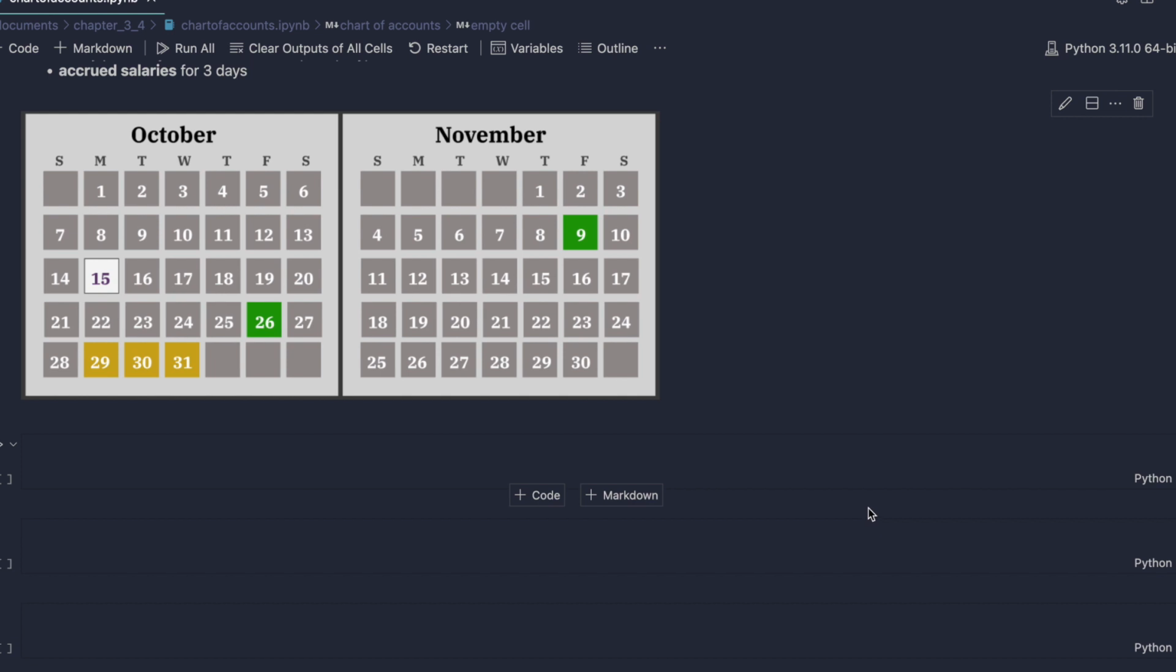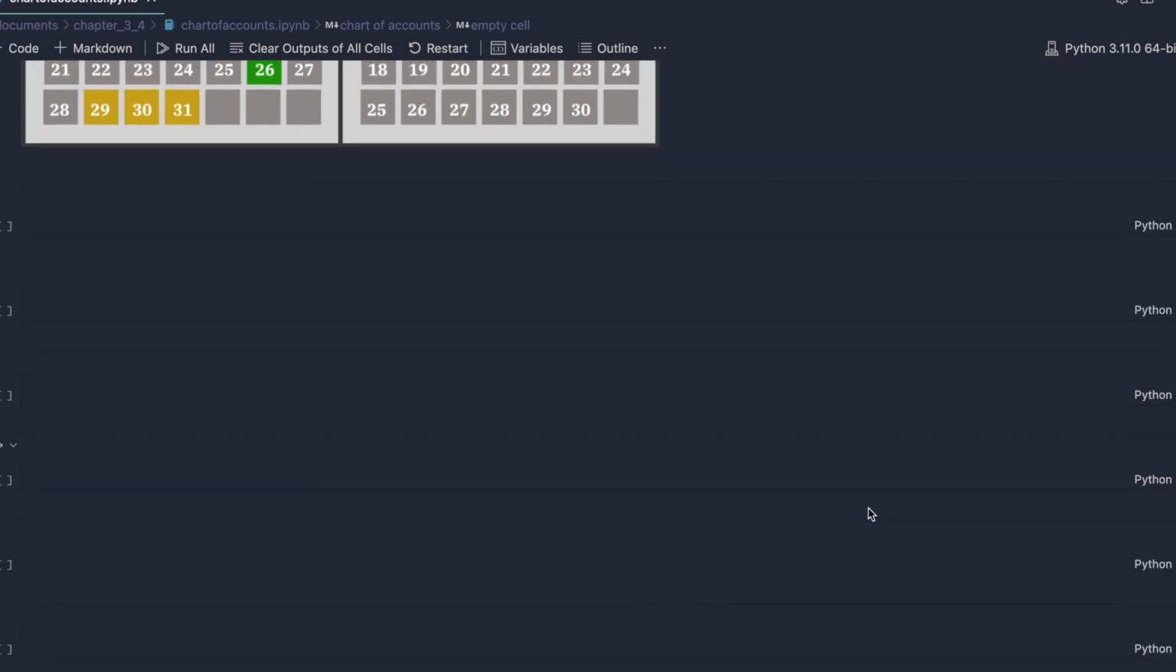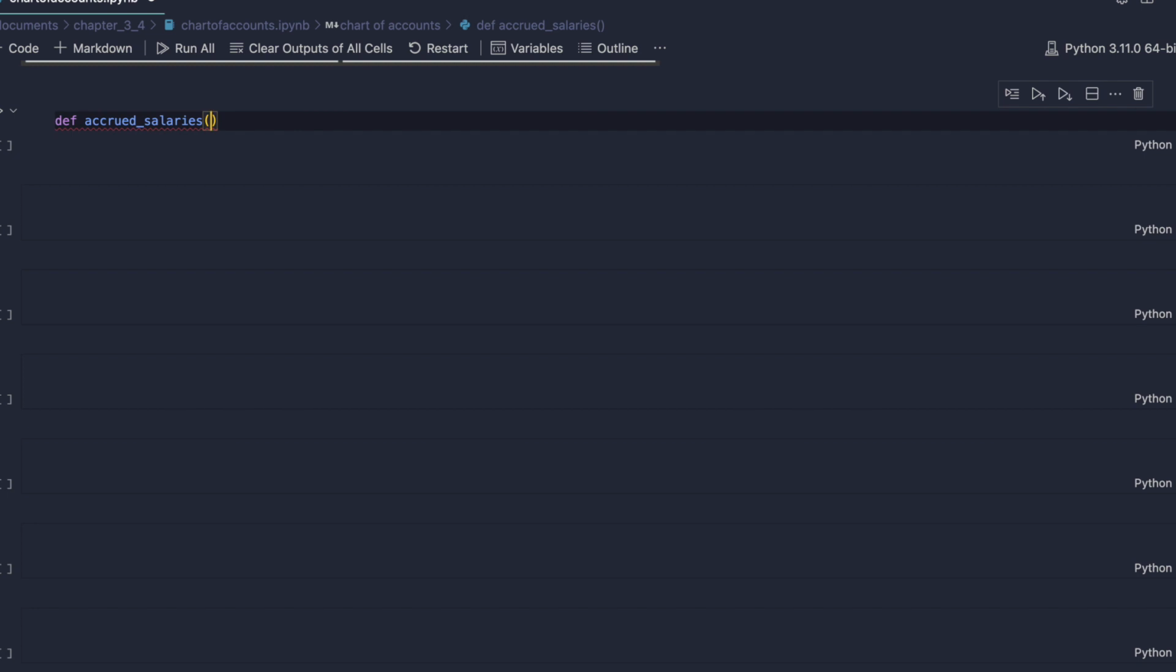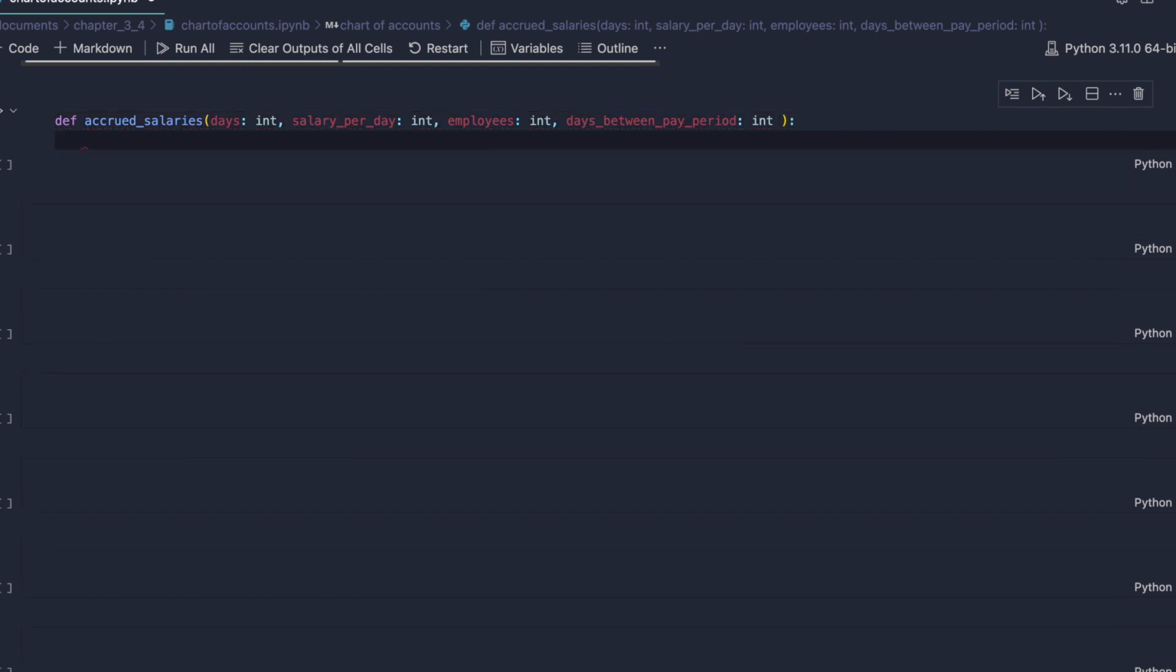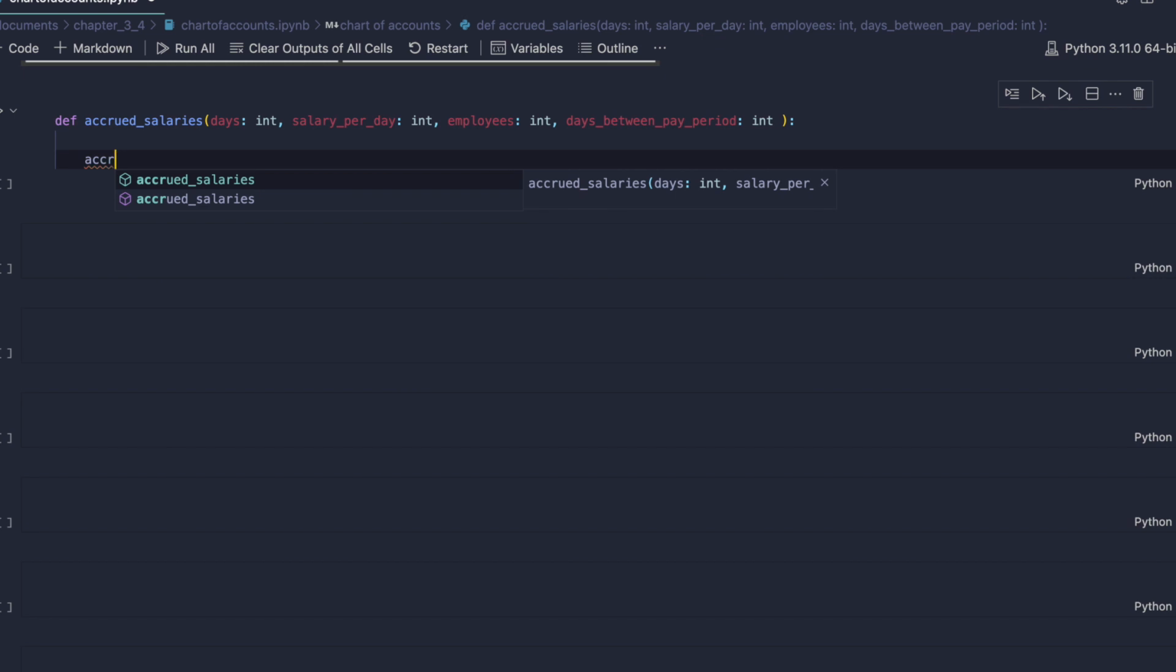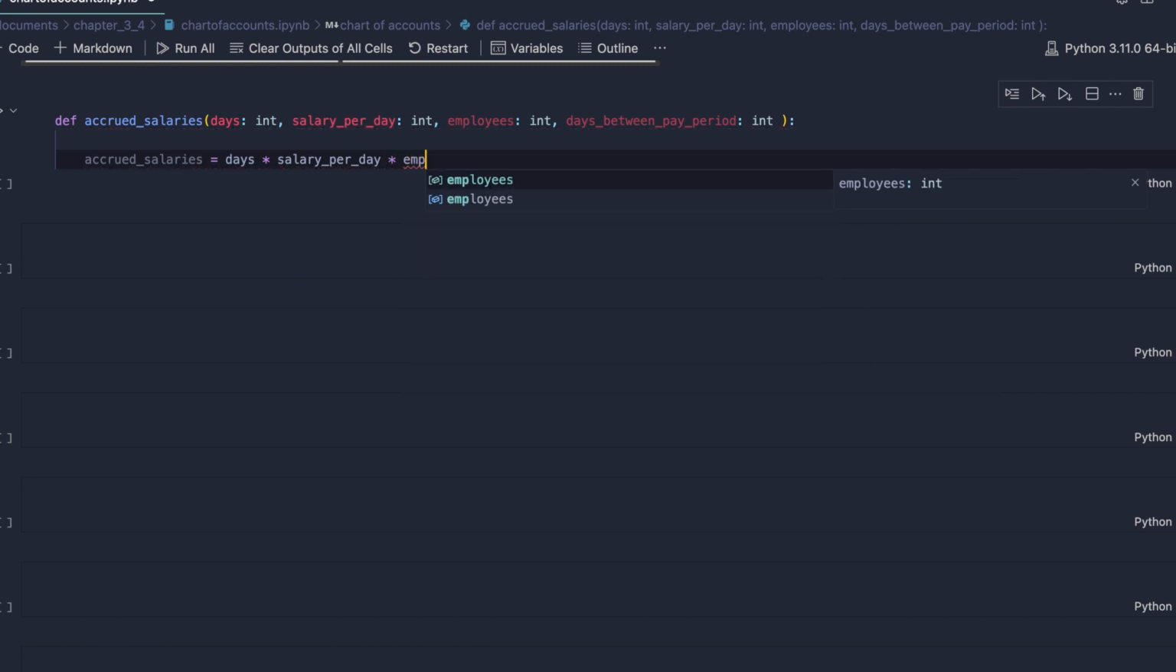Let's create accrued salaries function now. Salary per day, employees, days between pay period. Accrued salary is days times salary per day times employees.